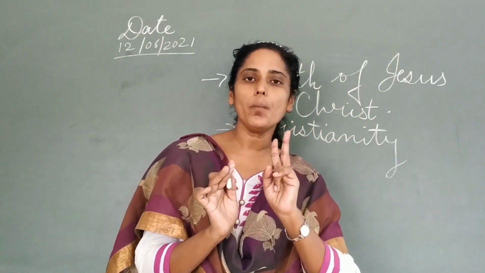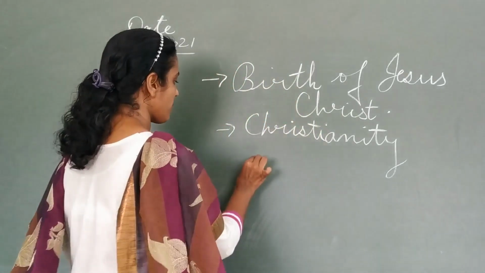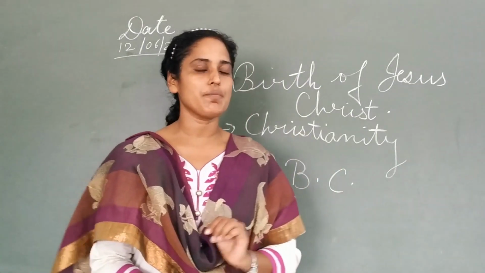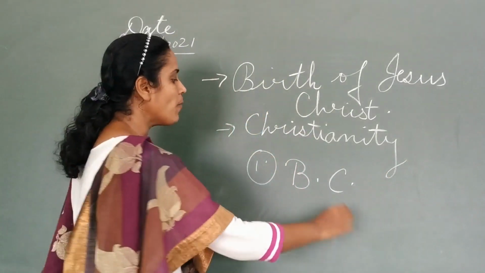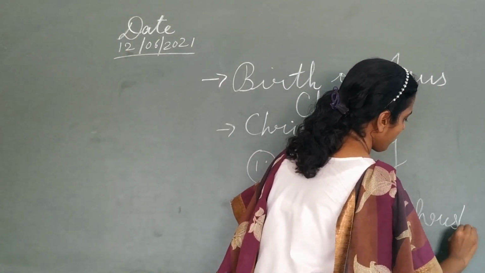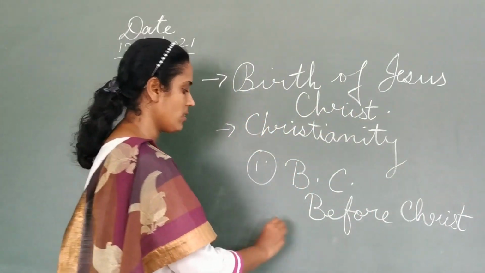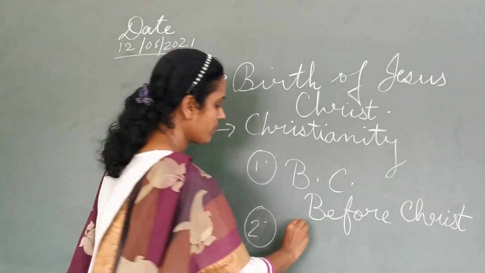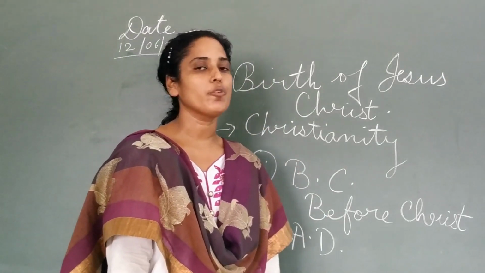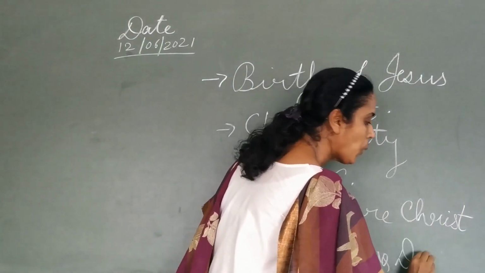Now, you have two main concepts in the date line. Very important concepts. The first one is BC. This is the short form. The full form for BC is before Christ. And the second concept is AD. What is the full form for AD? The full form for AD is Anno Domini.